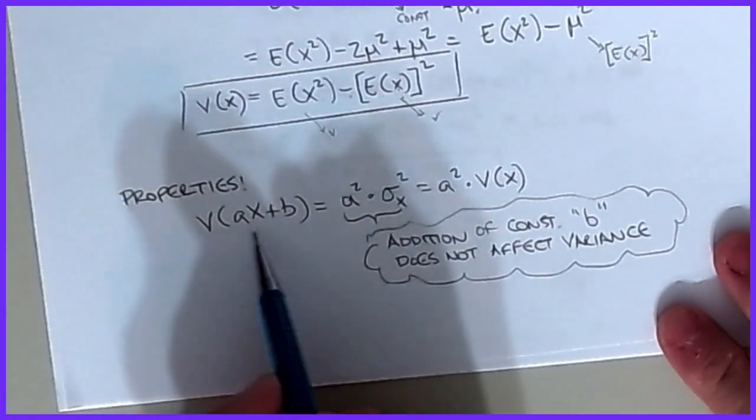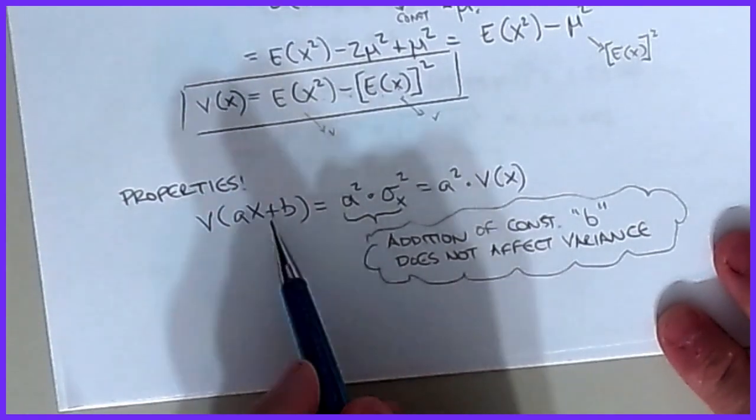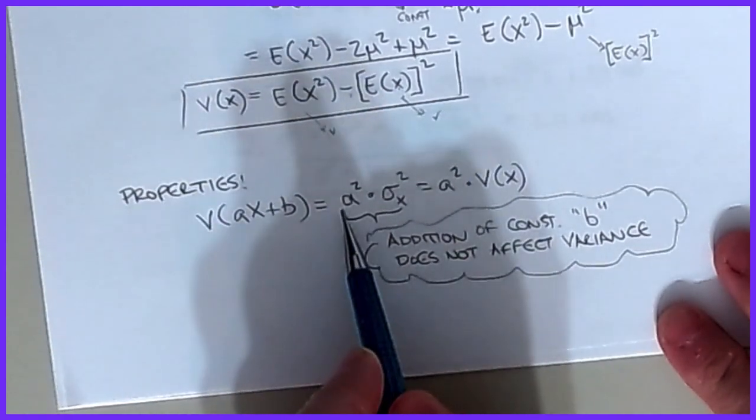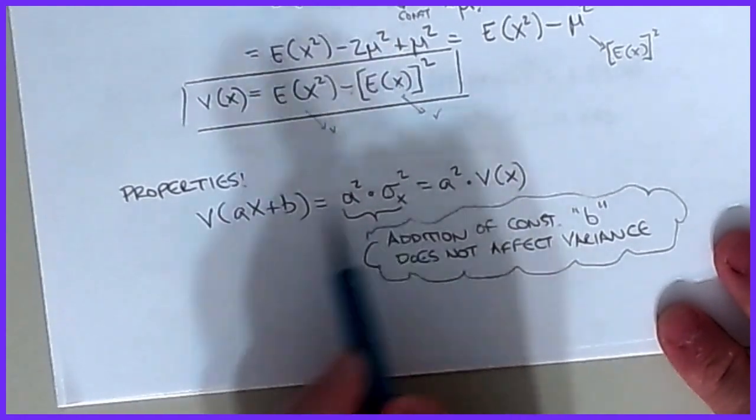All right, the properties are a little bit easier. We're going to jump straight to ax plus b, and the variance of this. When the a comes outside of this, it gets squared, and then that's multiplied by the standard deviation squared. And then notice that the b vanishes.